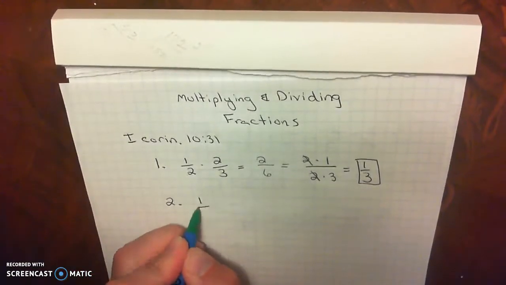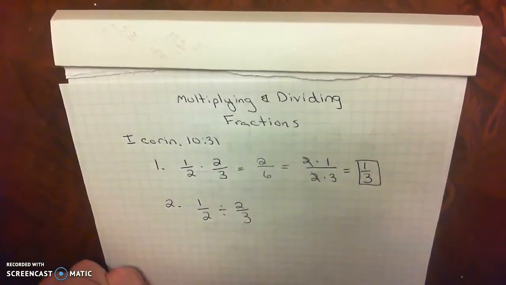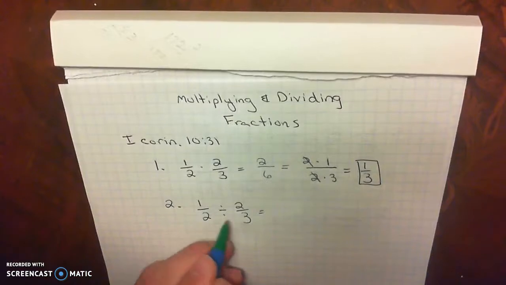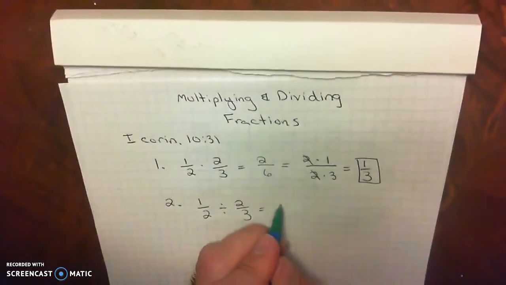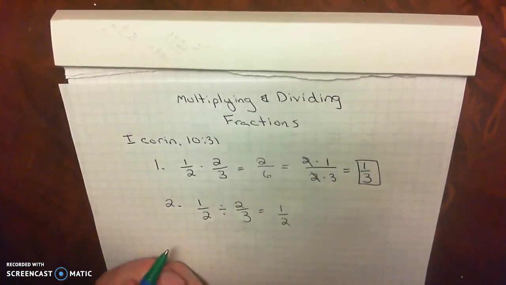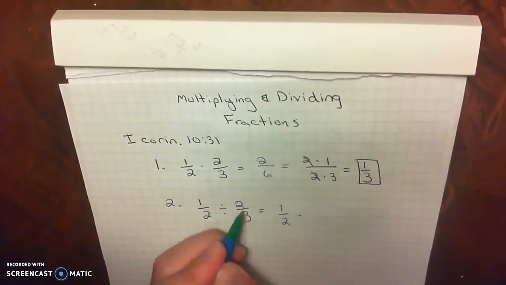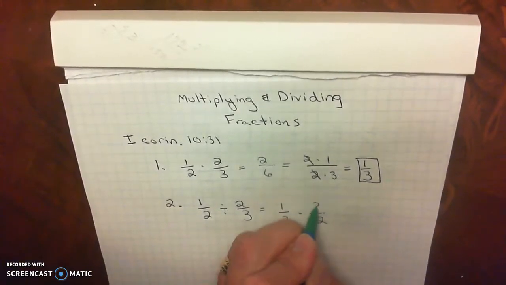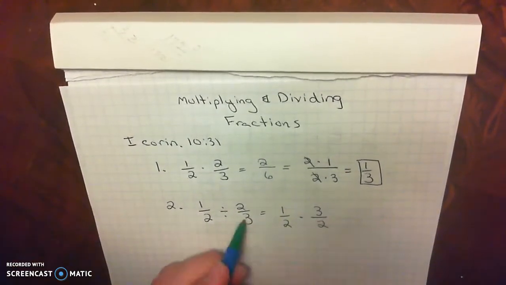This time we have 1/2 divided by 2/3. So in this case, we can't divide straight across. We can only multiply straight across. So we're going to write down the first fraction, and you need to change division to multiplication, and we're going to flip this fraction. So the numerator is going to become the denominator and the denominator is going to become the numerator. And that is called the reciprocal.